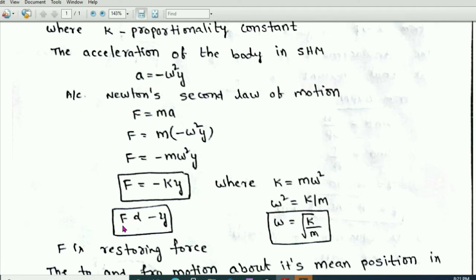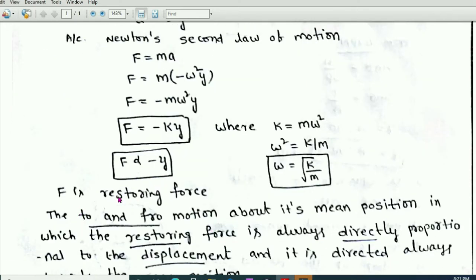So now the force F is a restoring force. Here we can say that F is a restoring force, because if it were an applied force, it would be in the direction of displacement, but it is opposite to the direction of displacement, so F is a restoring force. So now this is another way of defining simple harmonic motion.